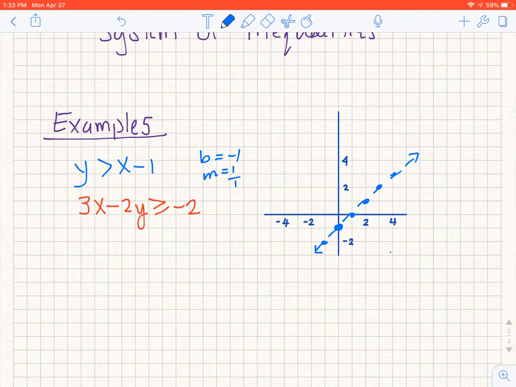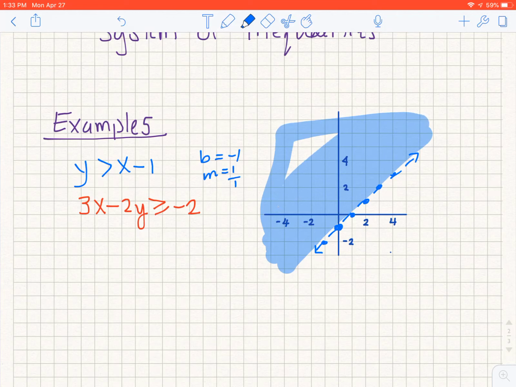And which side do I shade? Is 0 greater than -1? The answer is no, 0 is not greater than -1. So I want to shade the side that does, oh, yeah, sorry, my bad. 0 is greater than -1. I don't know what I was thinking. Making sure you're paying attention. Not really. But anyway, so I shade this side of the line because 0 is greater than -1.